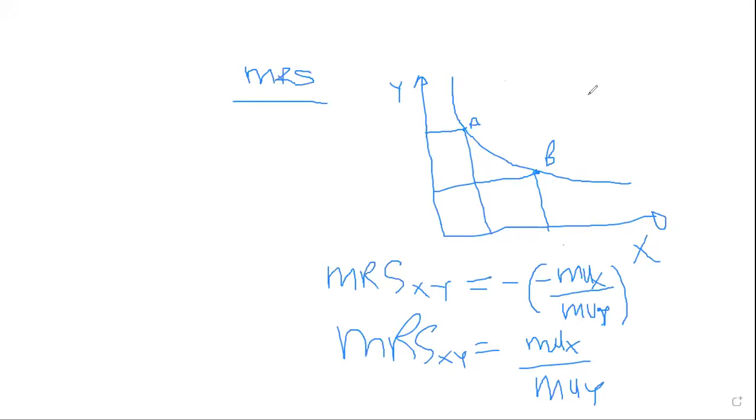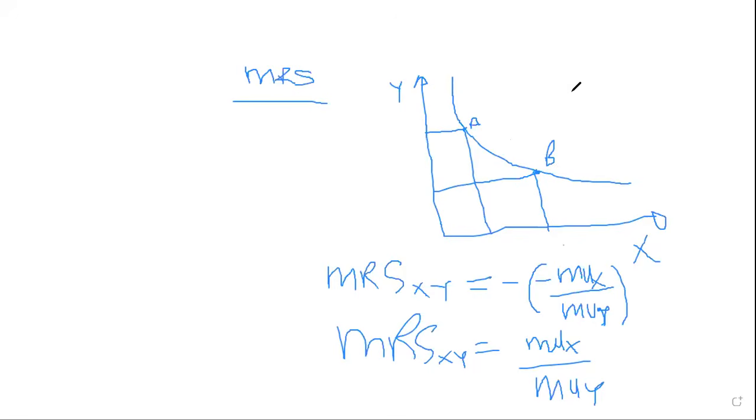So please take note of that as well. The law of diminishing marginal rate of substitution. So the law says that as you continue to substitute one commodity for the other, the rate at which you do that substitution declines or diminishes, right? So as you move along the indifference curve, the rate at which you substitute one commodity for the other declines or diminishes. And that is what is known as the law of diminishing marginal rate of substitution.